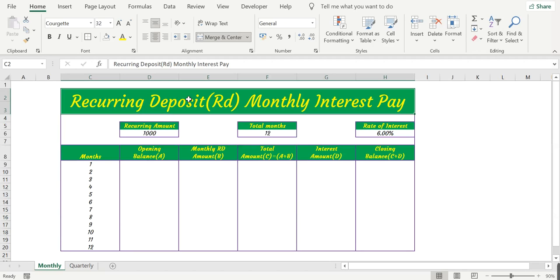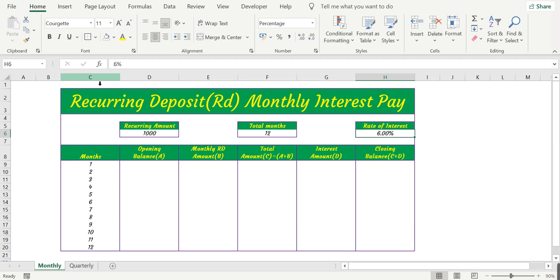Hello everyone, welcome back. In this video, let's see how the recurring deposit is calculated. By end of this video, we should know the total interest amount earned and the maturity amount. For the demo, I have taken an example where the recurring deposit is 1000 per month for 12 months at the rate of 6%.